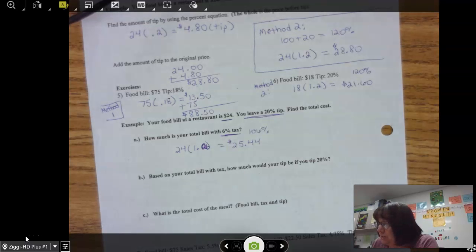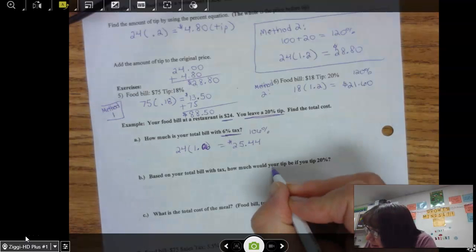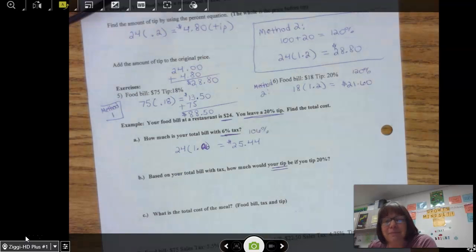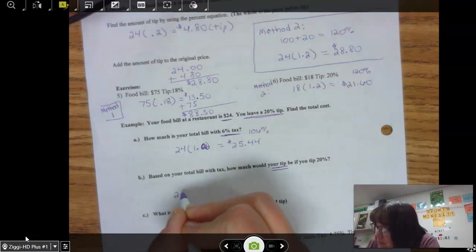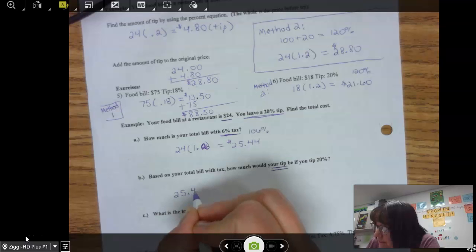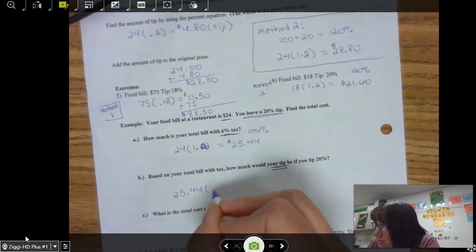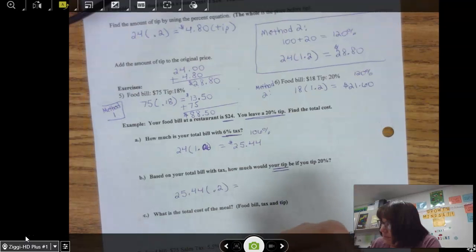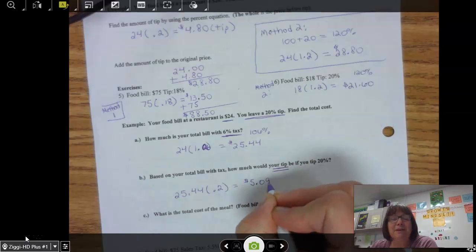Now, based on the total bill with tax, how much would your tip be if you tip 20%? Okay, now they're asking me for my tip amount. So I'm going to want to go back to method 1 because all I want is what is the tip. So I'm going to take the price I paid with tax, $25.44, and my tip is 20%, so that would be 0.2. And when I multiply, I'm going to get $5.09 for the tip.